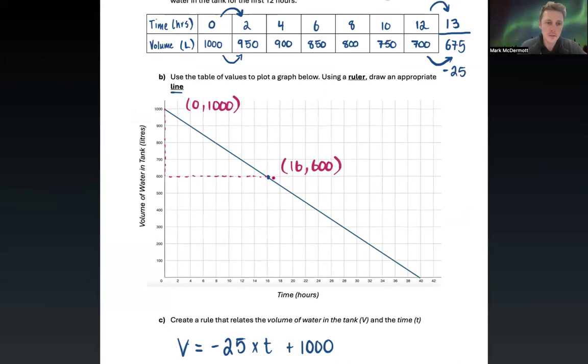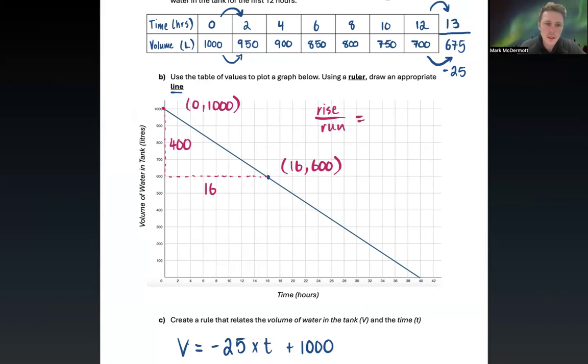Okay, and hopefully you're already starting to think what the gradient is. In fact, I think we pretty much already answered what the gradient is. Let's work out the run. The run is 16. Okay, and this length here is the rise. So we go from 600 to 1000. So this is a rise of 400. Okay, now remember rise over run. Rise over run tells us the gradient.